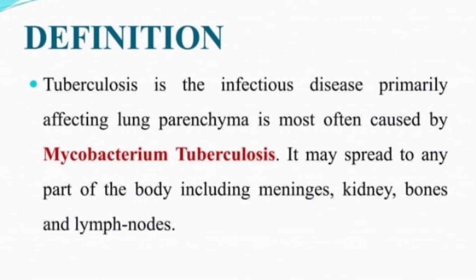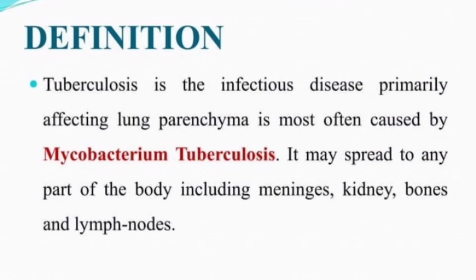Definition of tuberculosis. Tuberculosis is the infectious disease primarily affecting lung parenchyma, most often caused by Mycobacterium tuberculosis. It may spread to any part of the body, including meninges, kidney, bones, and lymph nodes.